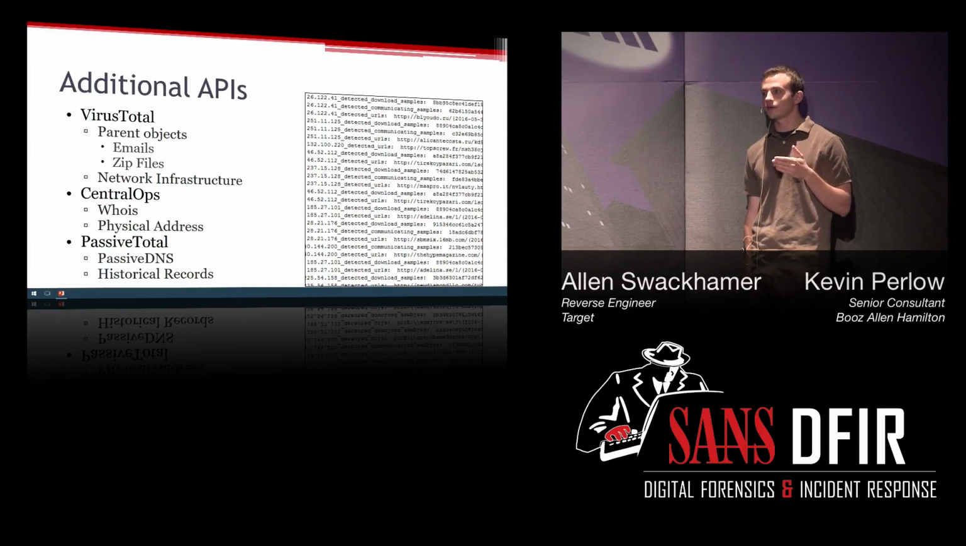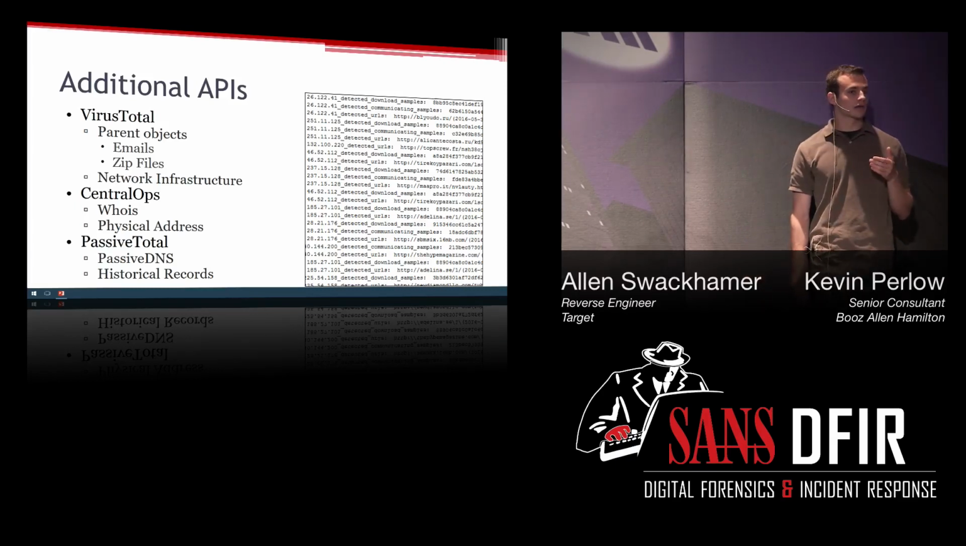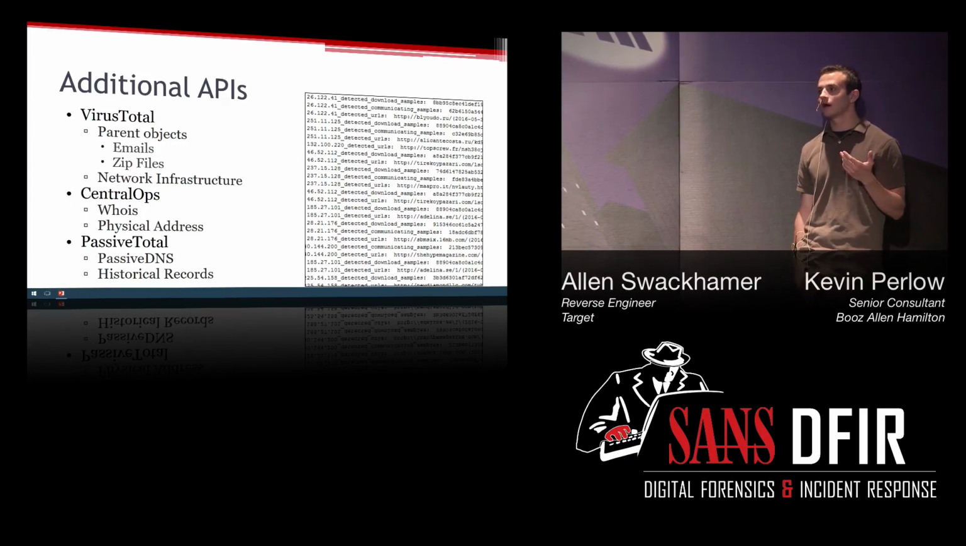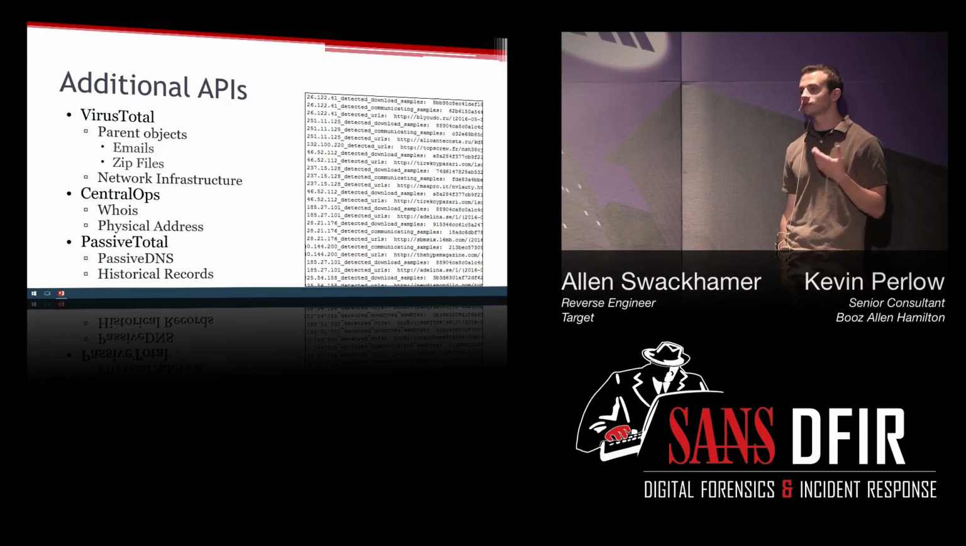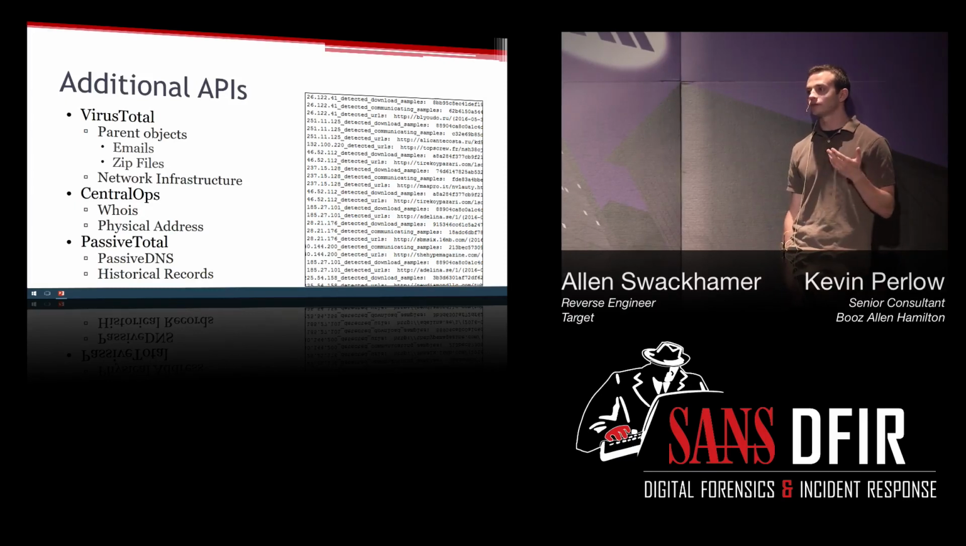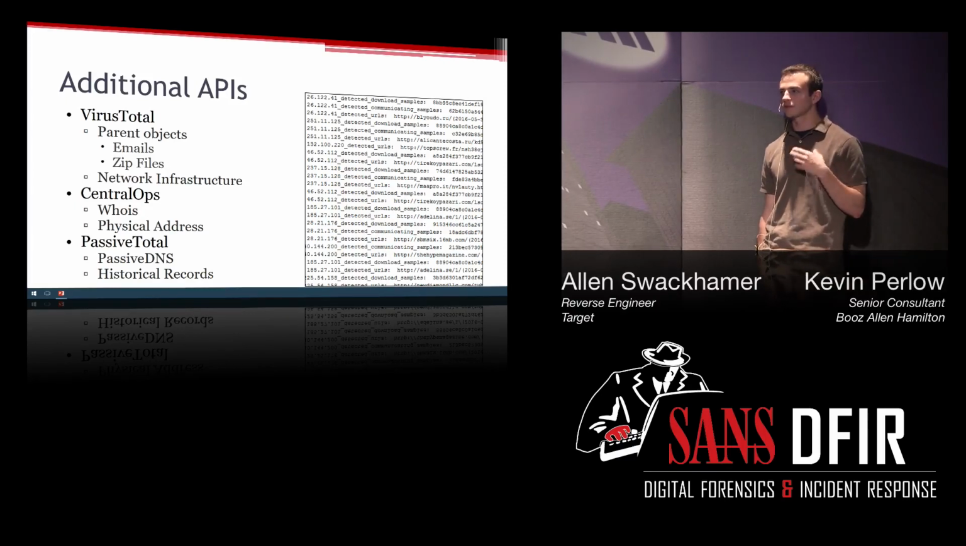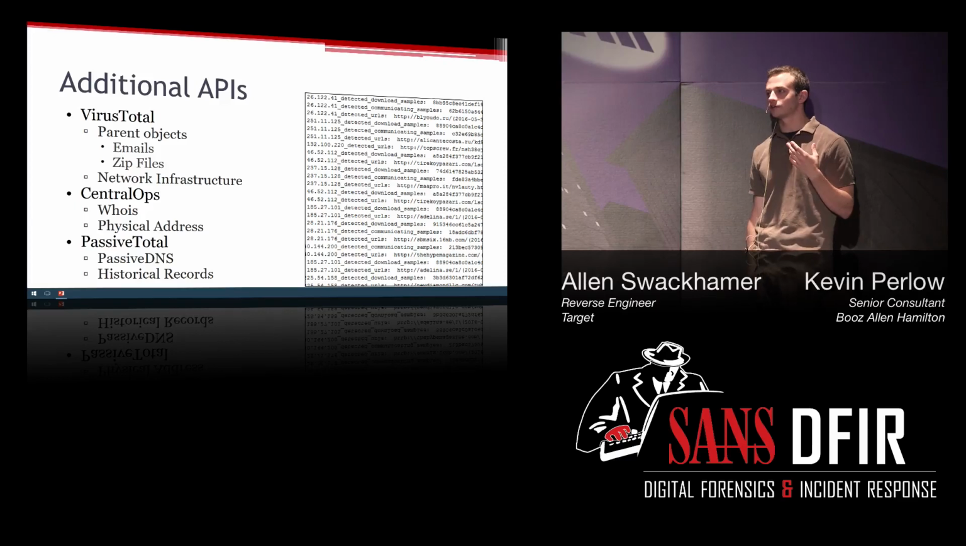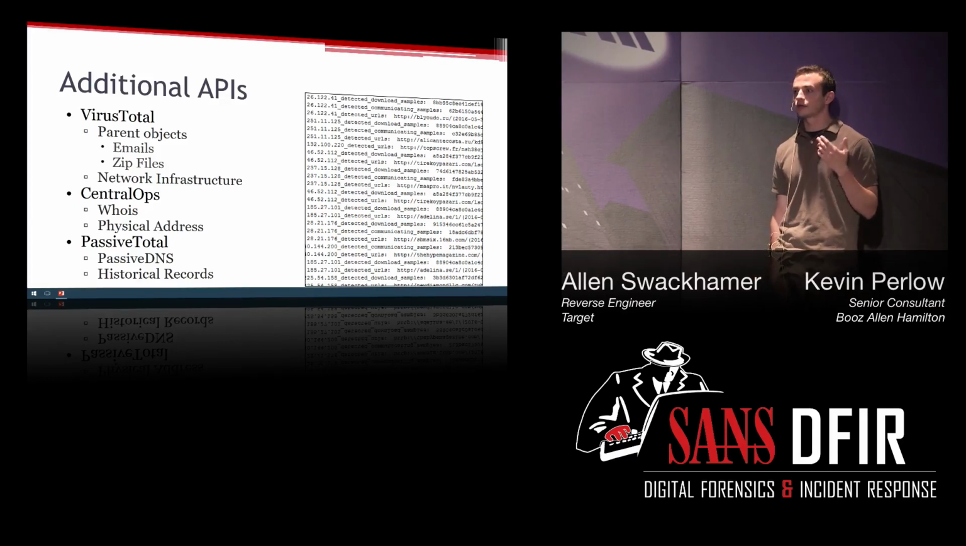The last thing we have up there is PassiveTotal. We had a really good passive DNS talk here earlier on, and so just a reminder, you can expand your understanding of network infrastructure based on that. And with PassiveTotal, you can also get some historical records as far as DNS is concerned. And so you can see if, for example, a page had been previously flagged by Kaspersky as being malicious or not. And so you can use that API as well.